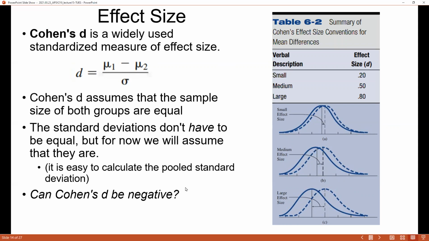And we'll get to this question here: can Cohen's D be negative? Spoiler, it can't, just because that's a convention.